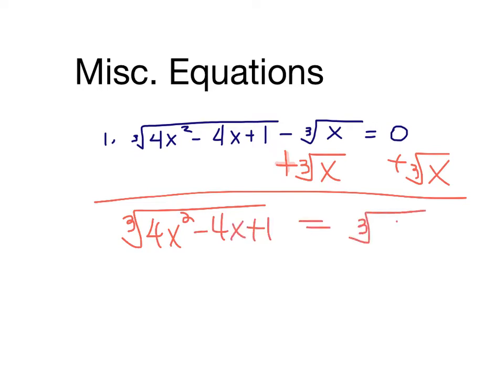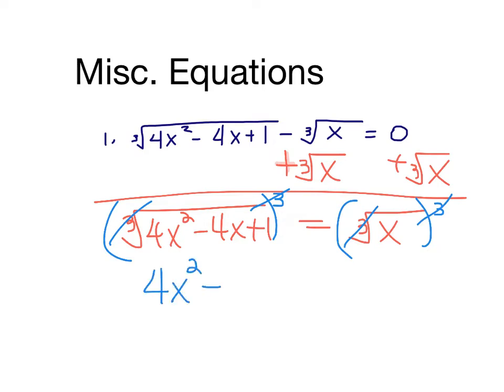And now, just like when I solved the square roots, my second step is to raise each side to a power that's equal to the index. So here my index is a 3 because it's a cubed root. So I'm going to cube both sides. Remember, cubing this radical sign cancels it. And remember when we did the square root, squaring a square root canceled away the radical. So now what comes out of this is 4x squared minus 4x plus 1 equals x.